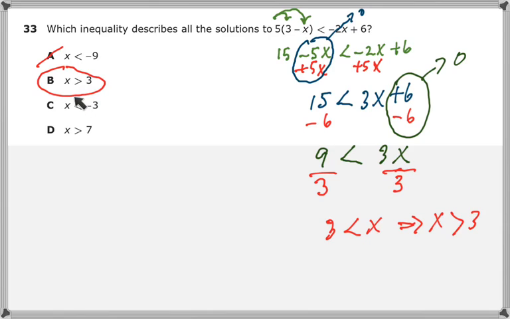If you had the same number, like I said earlier, x greater than 3 or x less than 3 as two answer choices, then you probably do need to do a process like this, or some way to determine if your arrow is going to change.